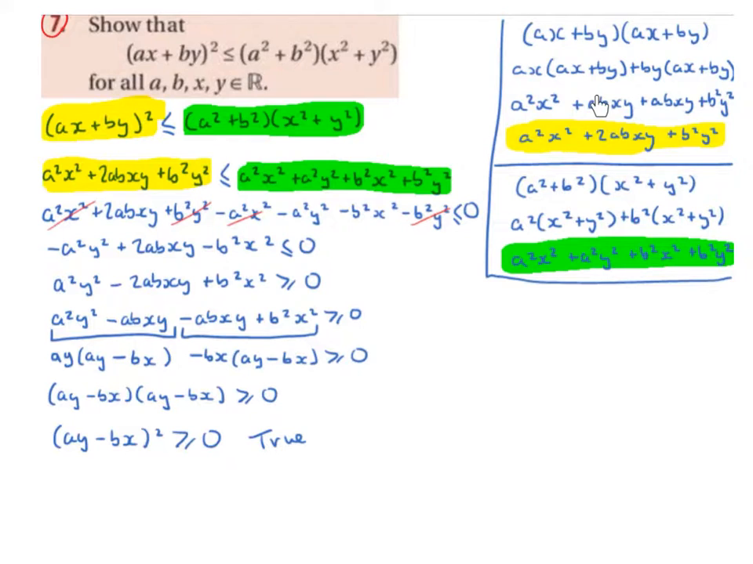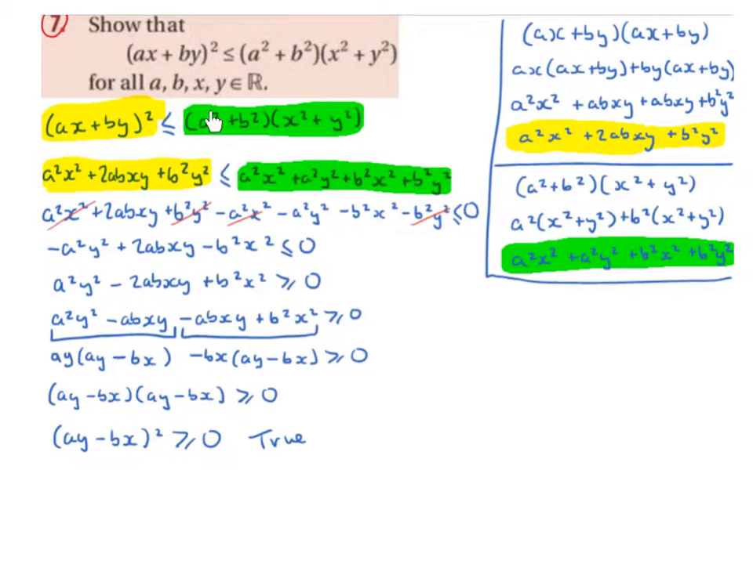Then abxy plus abxy is 2abxy. So I end up with a²x² + 2abxy + b²y². So this becomes this.